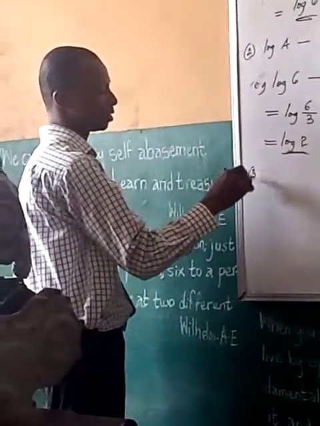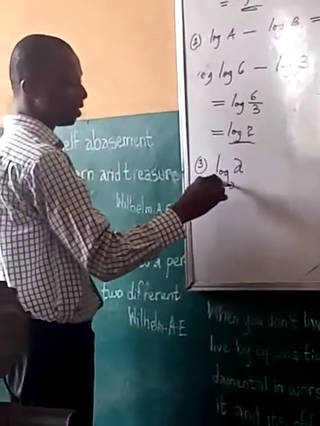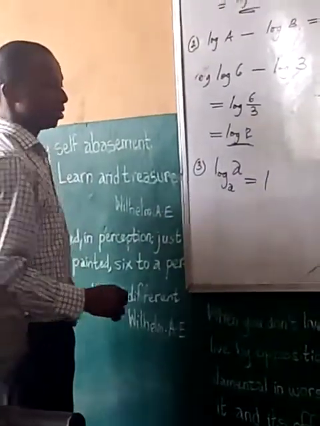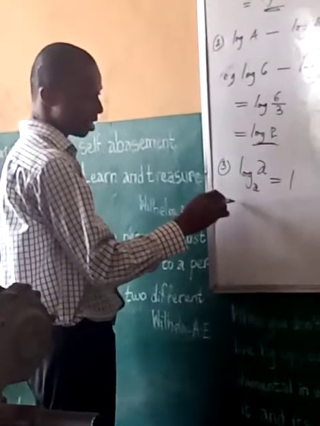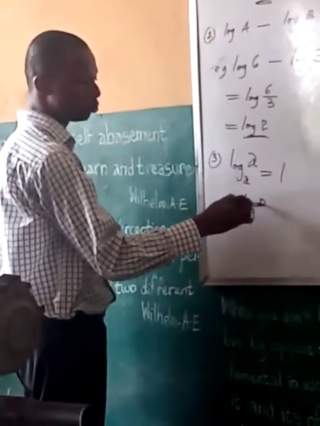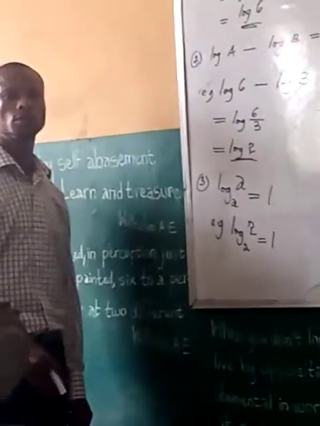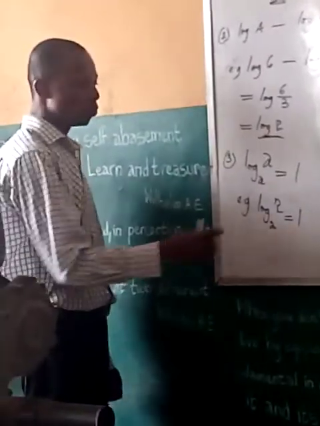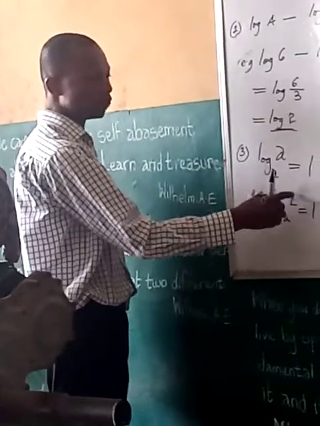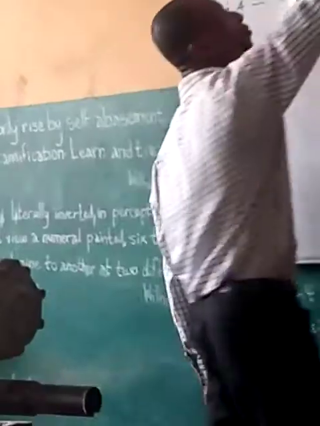The third law says, if I have log A base A, the result is equal to 1, which is the same as if I have a question log 2 base 2, the answer is 1. So any number whose log and base are the same thing is equal to 1.